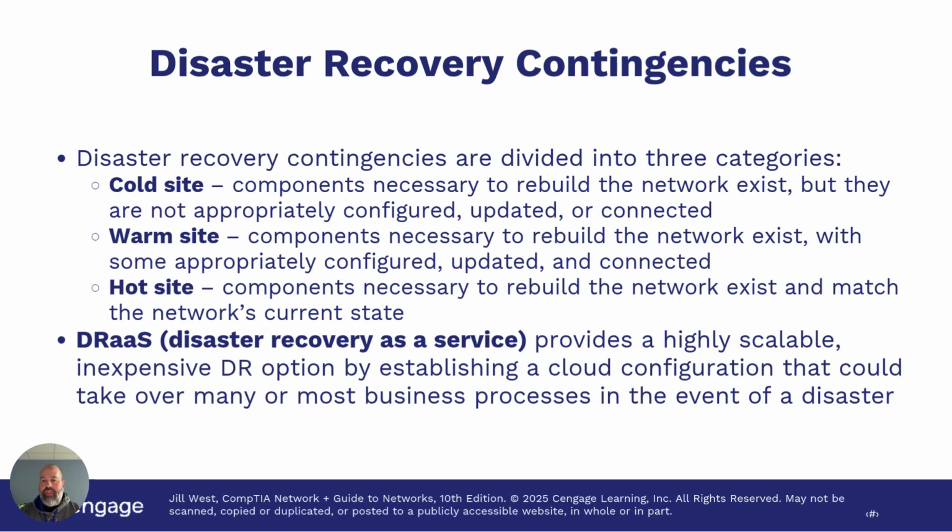Disaster recovery contingencies come in three flavors. We have the cold site, which is components exist but aren't configured, updated, or connected. It's like having all the ingredients but no cooked meal. A warm site is when components exist with some configured, updated, and connected. And that's kind of like having a partially cooked meal in the fridge. And then you have the hot site, which is everything exists and matches your current network state. That's like having a fully prepared meal ready to serve.